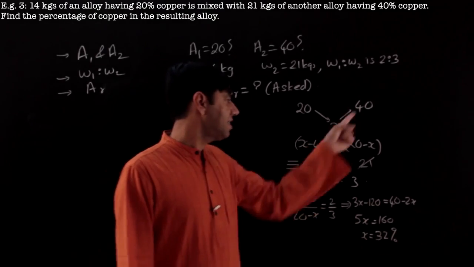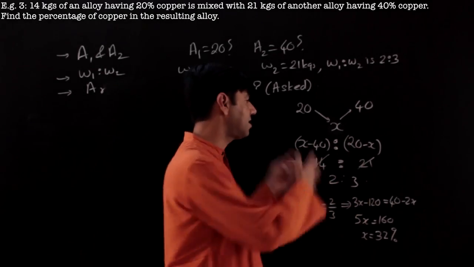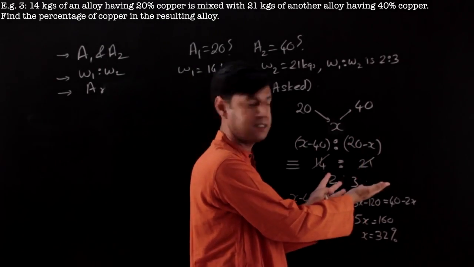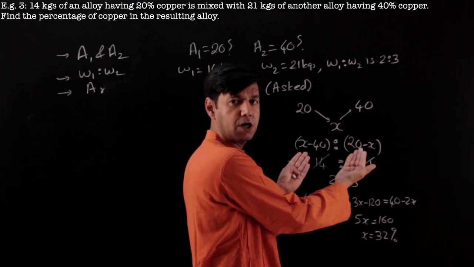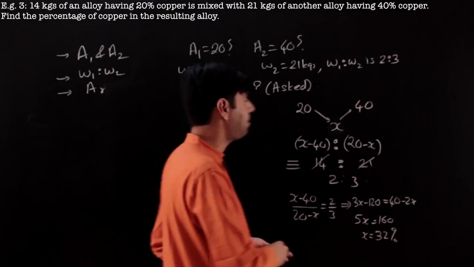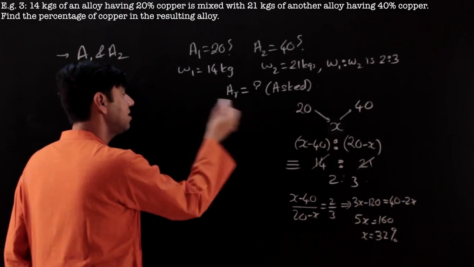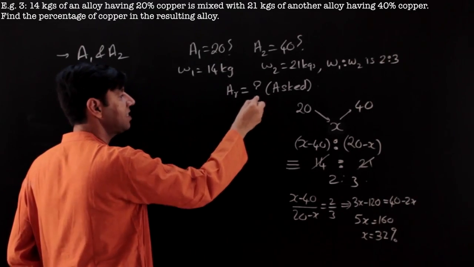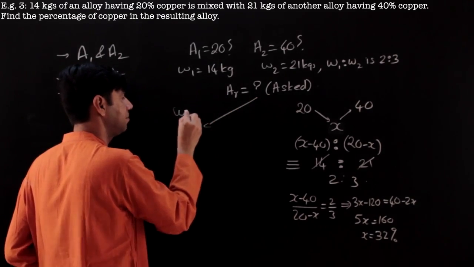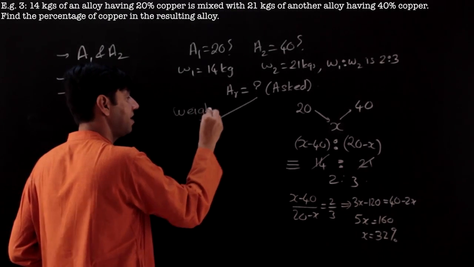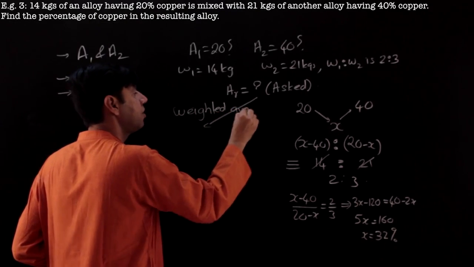But this time alligation was not so very simple. Just subtract and we get an answer. After the subtraction I got terms in x, so I had to do the pencil work again here. Let's try this using the weighted average. Since the resultant is asked, the weighted average is easy. The weighted average approach is going to be easier.